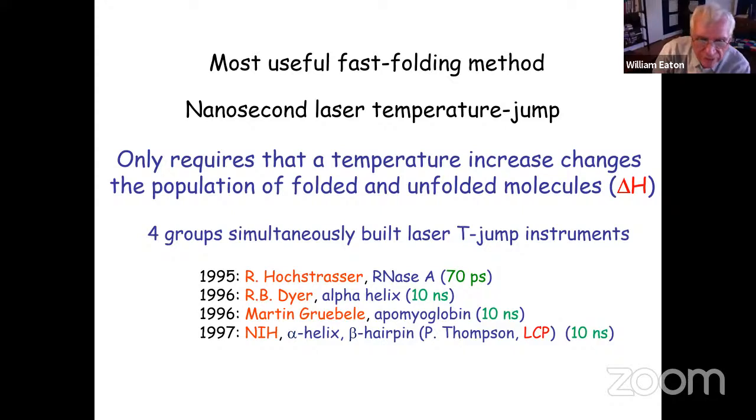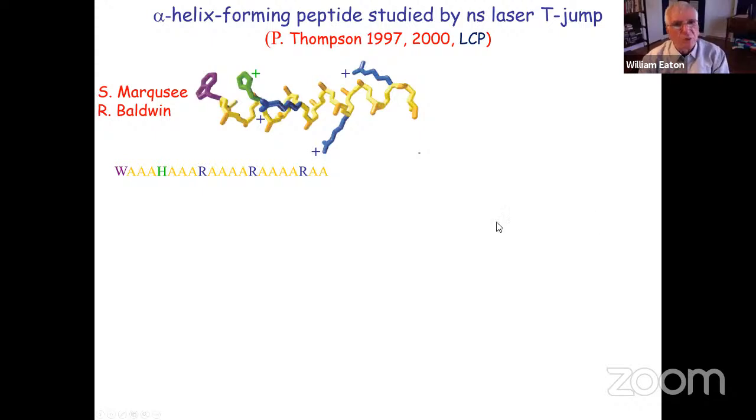That meant that he was really limited, and he did see some changes, but it certainly wasn't the unfolding of ribonuclease A, which takes many orders of magnitude longer to unfold at the temperature he was working. So the first alpha helix experiment was done by Brian Dyer with 10 nanosecond pulses. Martin Gruebele published the same year, studying apomyoglobin folding with 10 nanosecond pulses. And our first experiments were on an alpha helix, a beta hairpin, on an instrument built by Peggy Thompson, also with 10 nanosecond laser pulses.